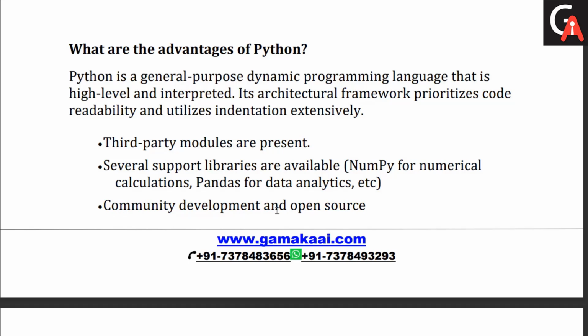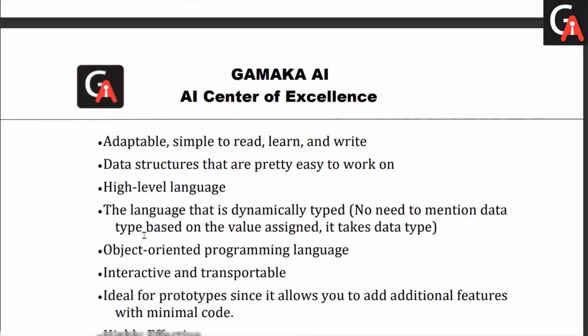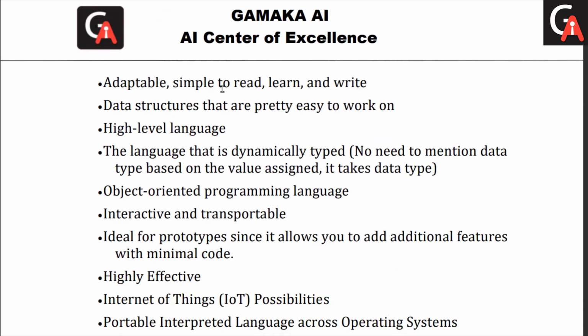Then we have community development and open sourceness. This is the main advantage of Python. Python is adaptable, simple to read, learn and write. Then we have support of data structures that are pretty easy to work with. It is high level. High level means it is human interpretable, not machine interpretable.